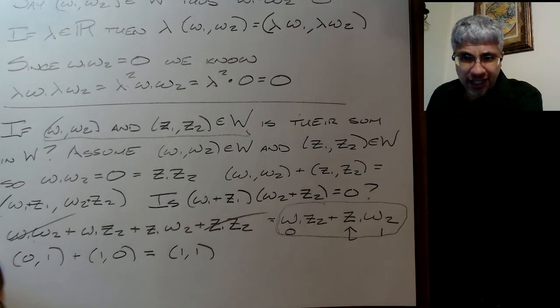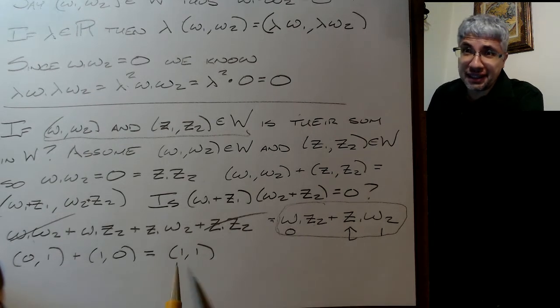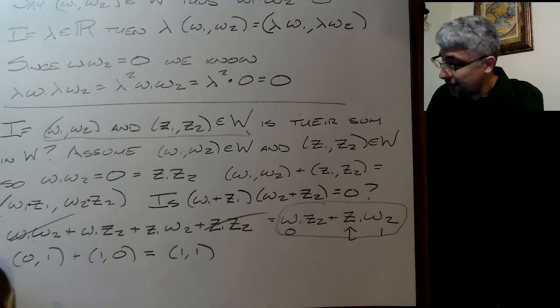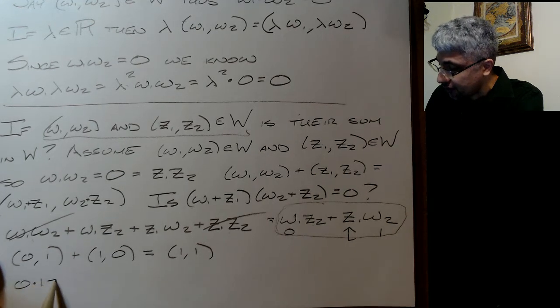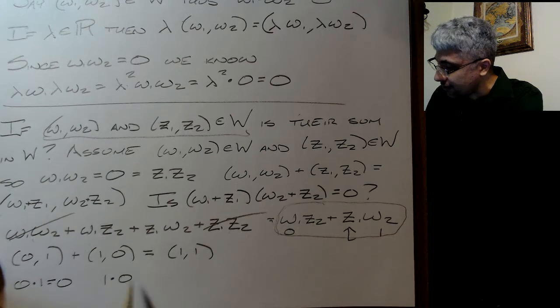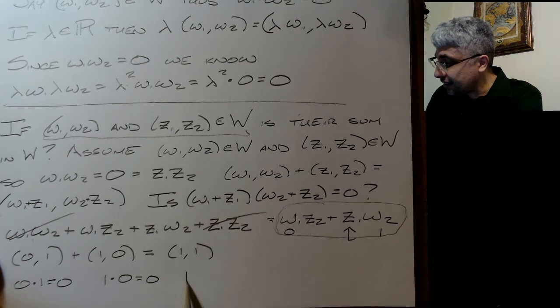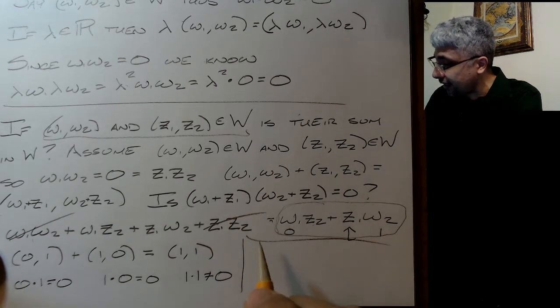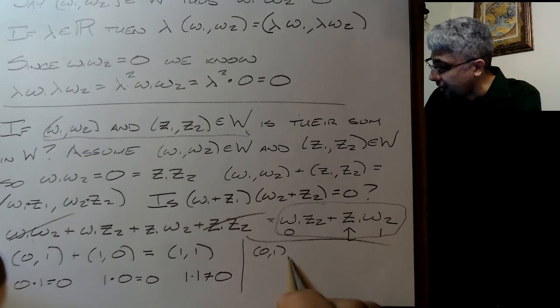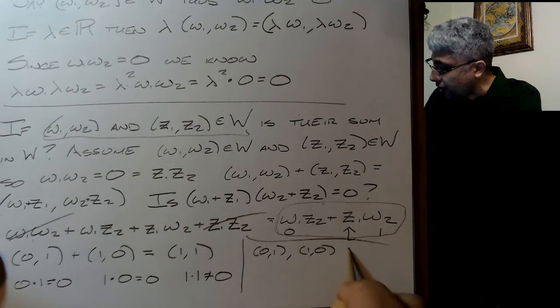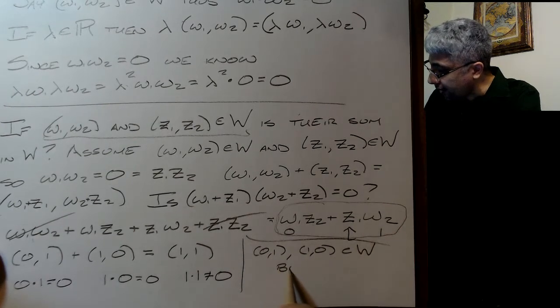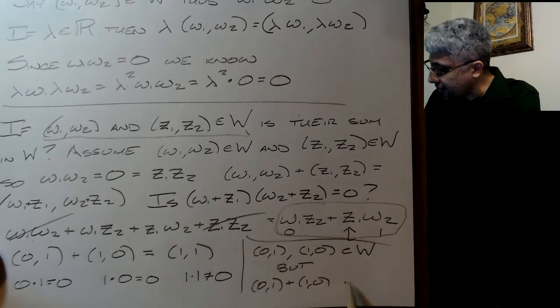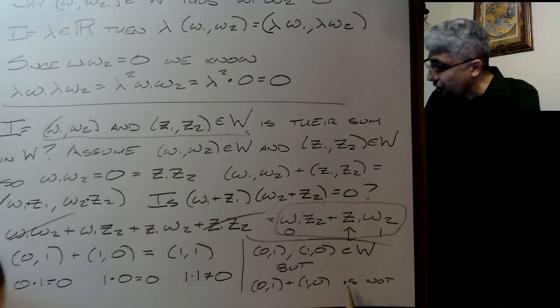Now, looking at this without the variables, this is kind of an obvious counterexample, right? Because this has 0 times 1 is 0. This has 1 times 0 is 0. And this has 1 times 1 is not 0. So what we have is a counterexample. And how would we say that? Well, we'd say 0, 1 and 1, 0 are in W, but 0, 1 plus 1, 0 is not. And that's really all I have to do.